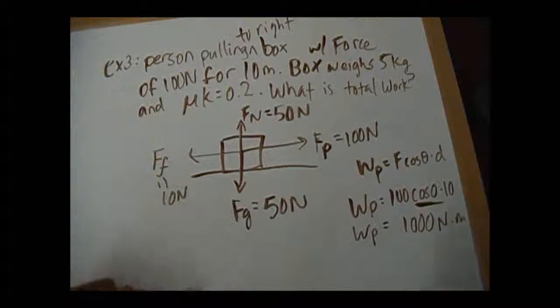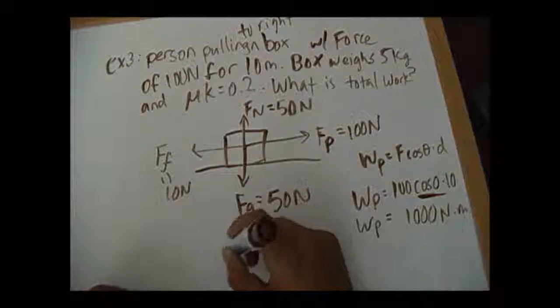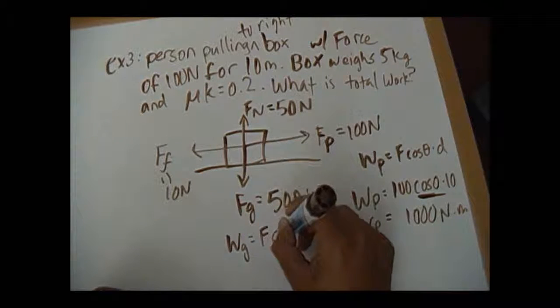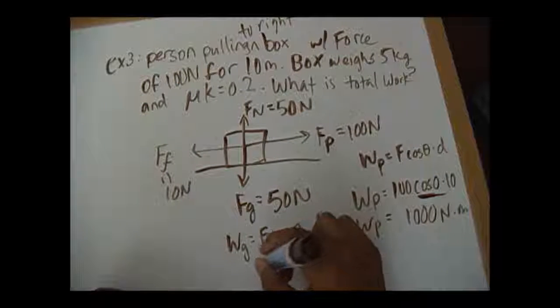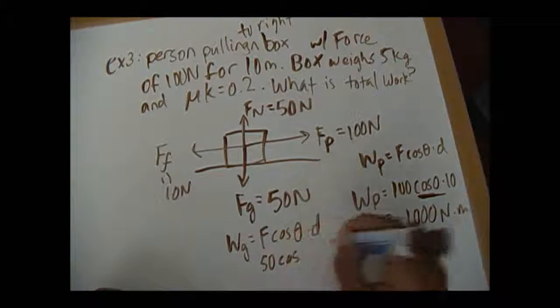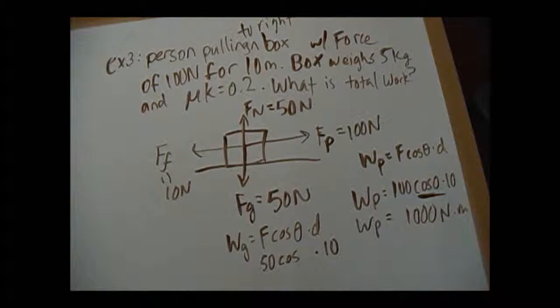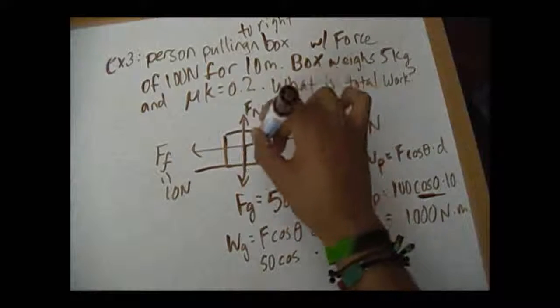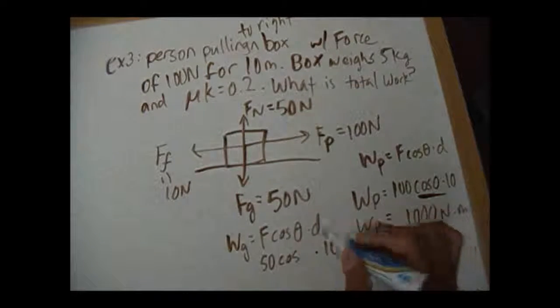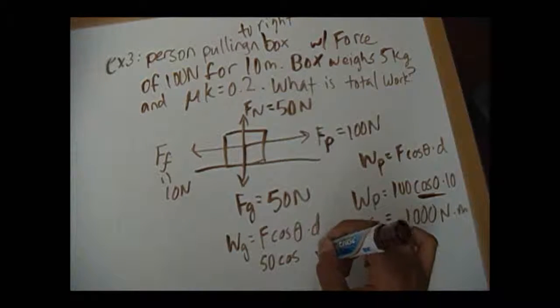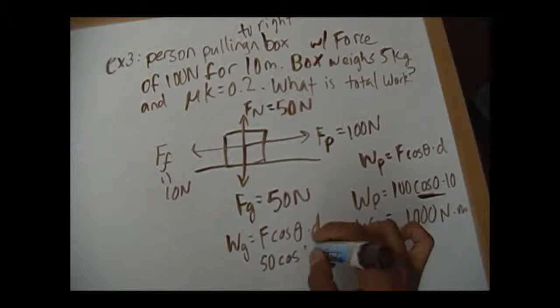Let's tackle force of gravity. Work done by gravity equals force cosine theta times distance. Force is 50 cosine theta, we'll talk about that, times 10 meters. Now we could address this from two different perspectives in order to determine the angle. It could be 270 or it could be 90. Doesn't matter which one you pick. Cosine of 270 or 90 is going to be 0. So essentially, we'll pick 270 for example.